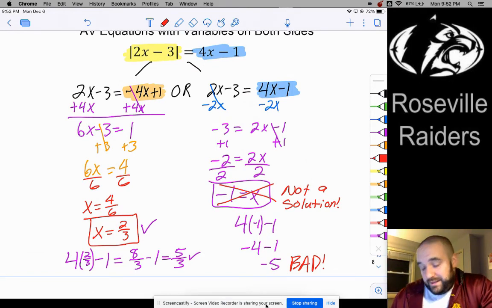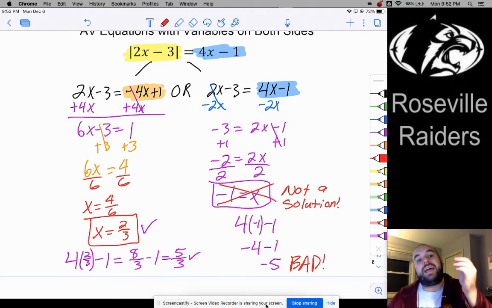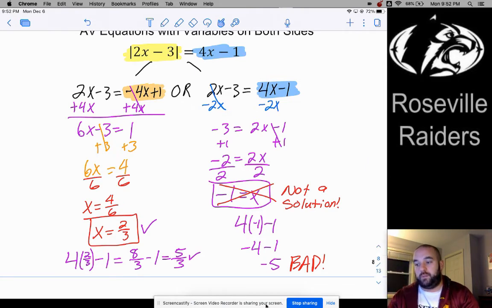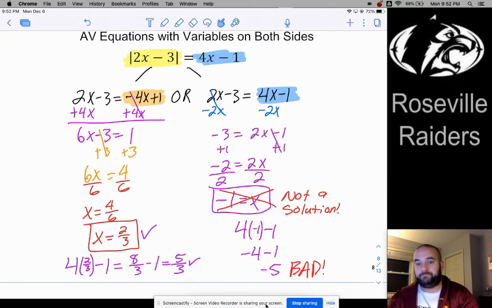So in a problem like this, if you have the absolute value of x and then it has x on the other side, you need to go back and check your answers. At the bare minimum, you have to make sure that when you replace x with the number you found, you get a positive number across from the absolute value. We'll do more examples of this, but I just want to show you one of these if the variable is on both sides.